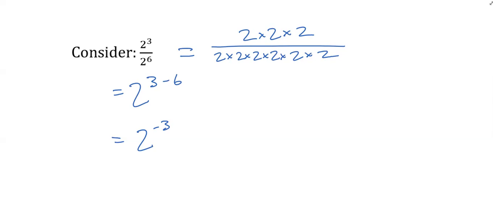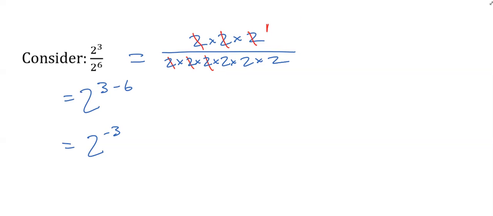And what am I left with on the bottom? 2 times 2 times 2 is 8. But more importantly, how could I write 2 times 2 times 2? Very nice. 1 over 2 to the 3.